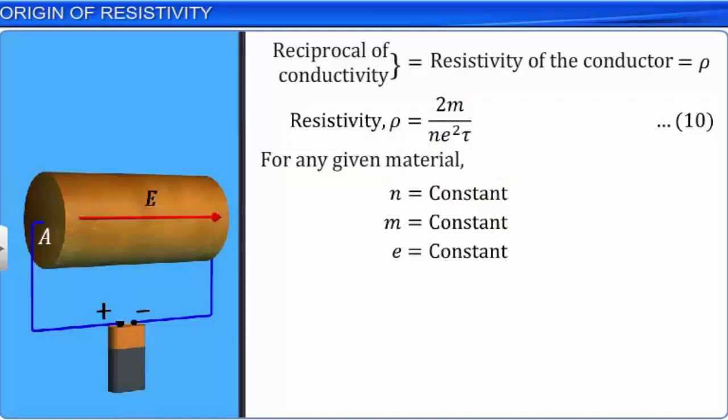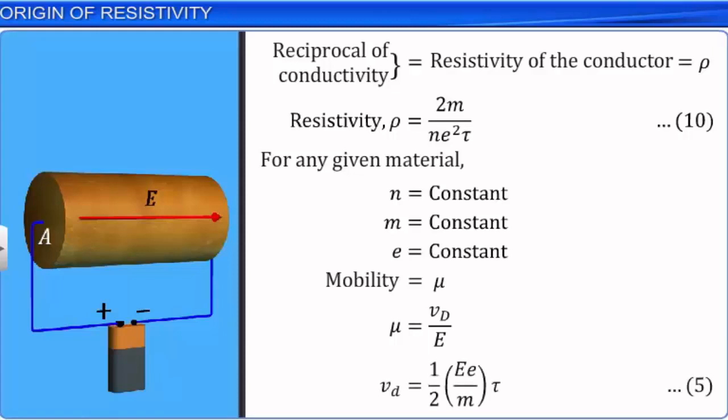Similar to resistivity, another important property of conductors is mobility. Mobility is denoted by mu and is defined as the magnitude of drift velocity per unit electric field. Thus, mu is equal to Vd by E. Substituting the value of Vd from equation 5 and simplifying, we get mu is equal to e tau by m. Its unit in SI system is meter square per volt second.